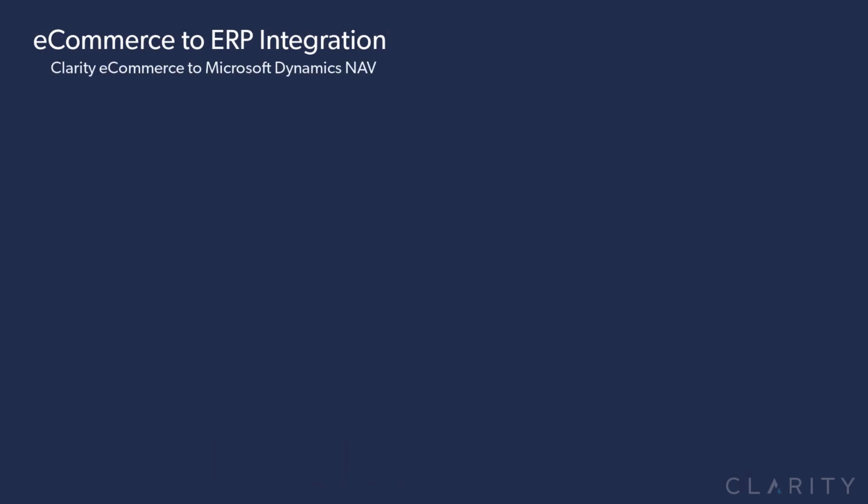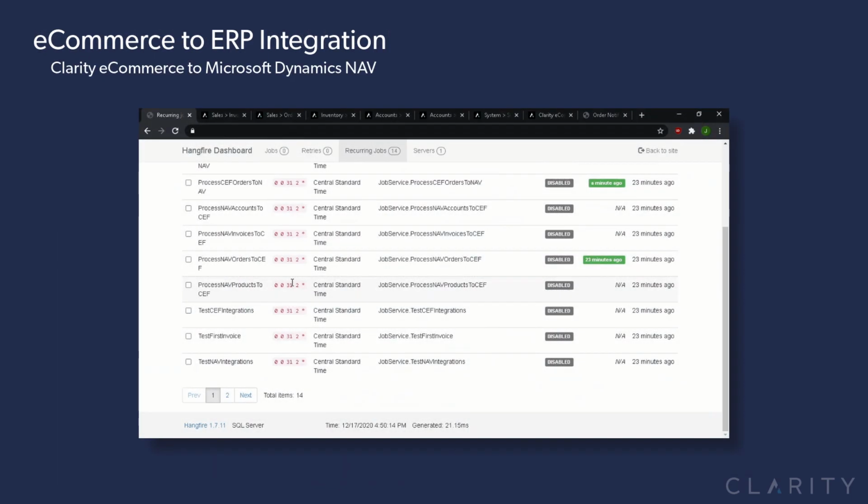Let's take a view of Connect in action. So this is a client of ours that's integrating Clarity E-commerce, or CEF, with Microsoft Dynamics Nav, referred to as NAV. Here are some of the tasks that the connector will be running: CEF orders to NAV, NAV accounts to CEF, NAV invoices to CEF, NAV orders back to CEF, NAV products to CEF. Typical projects can have anywhere from a couple to dozens of tasks that will be run.